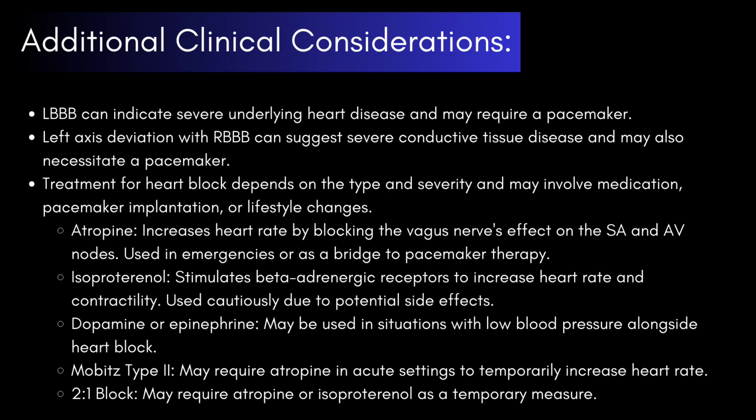Atropine increases heart rate by blocking the vagus nerve's effect on the SA and AV nodes. Used in emergencies or as a bridge to pacemaker therapy, isoproterenol stimulates beta-adrenergic receptors to increase heart rate and contractility, used cautiously due to potential side effects.